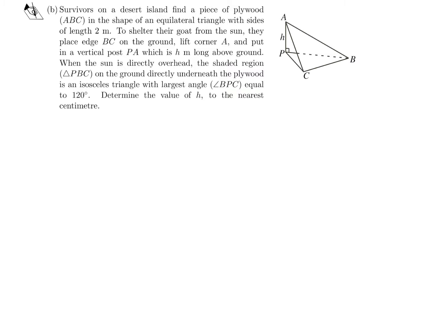Survivors on a desert island find a piece of plywood, ABC, in the shape of an equilateral triangle with sides of length 2 meters. To shelter their goat from the sun, they placed edge BC on the ground. Lift corner A and put in a vertical post PA, which is h meters long above the ground. When the sun is directly overhead, the shaded triangle PBC on the ground directly underneath the plywood is an isosceles triangle with largest angle BPC equal to 120. Determine the value of h to the nearest centimeter.